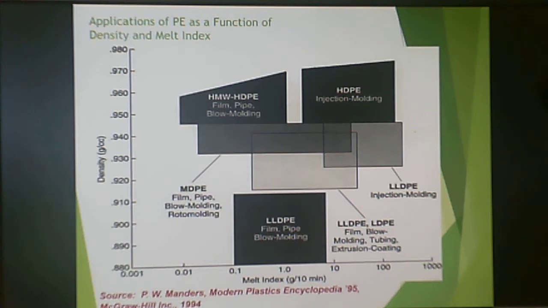Applications of polyethylene are a function of density and melt index. Medium density polyethylene is often used in film, pipe, blow molding, and rotomolding. Linear low density, again, film, pipe, and blow molding. Low density, film, blow molding, tubing, extrusion coating. There's also linear low density for the purpose of injection molding. A lot of HDPE goes into injection molding, and then high molecular weight HDPE for film, pipe, and blow molding. One thing to keep in mind is this is the density, and this is the melt index. As the melt index goes up, the molecular weight goes down. And of course, as the density goes up, the crystallinity also goes up.